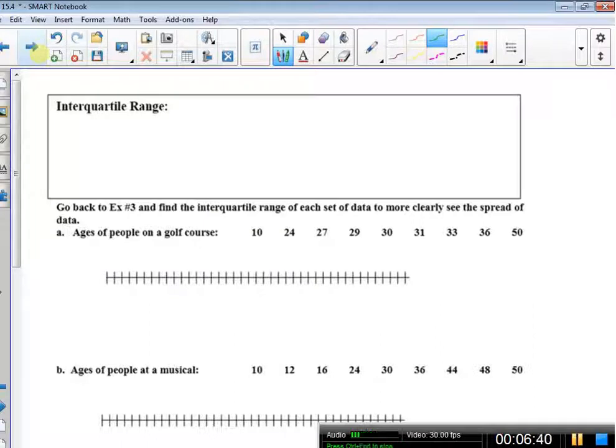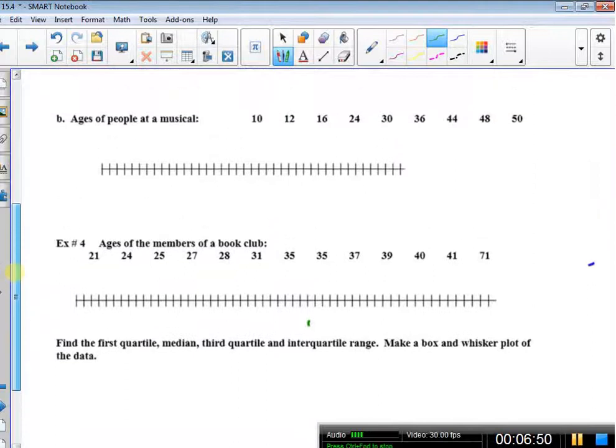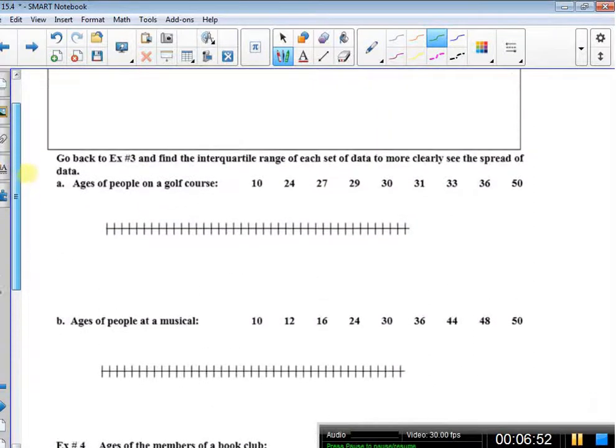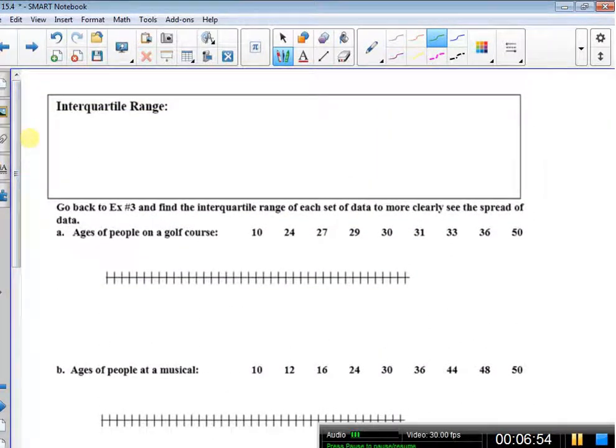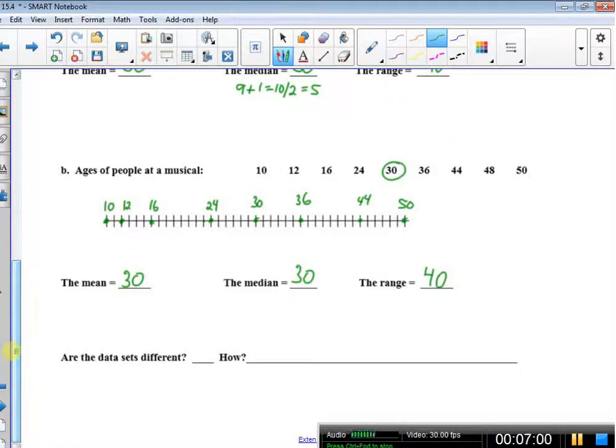Let me just go back a second, make sure I got everything. There was something at the bottom that I missed. Oh, guess not. There we go. Yes.